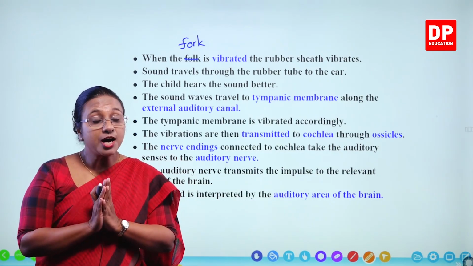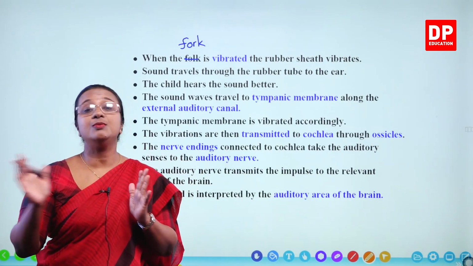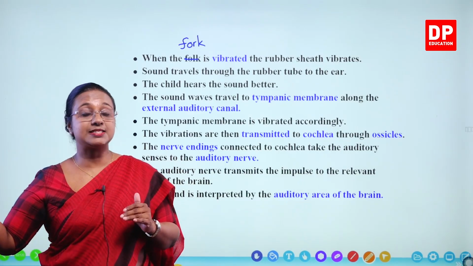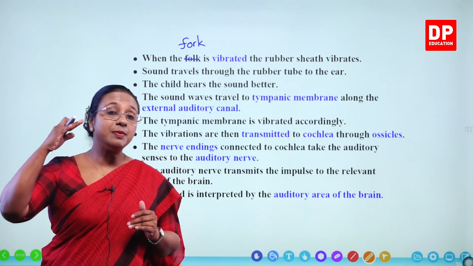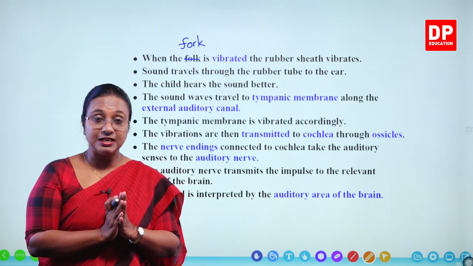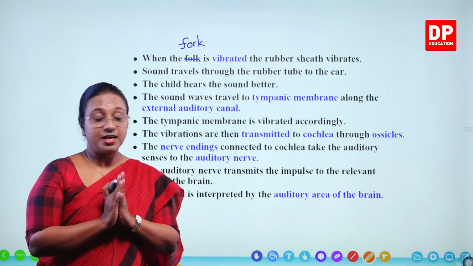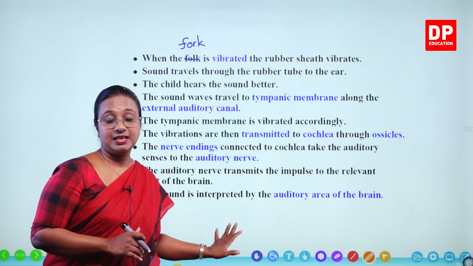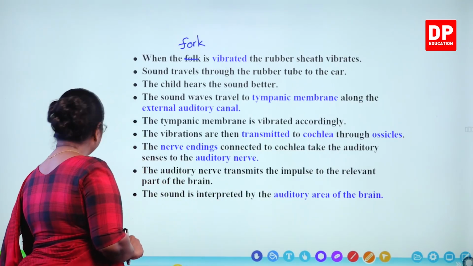So if you are asked to write the path in which sound travels from the external environment to the brain until it is interpreted, what are you supposed to write? Now you all have an understanding. In the next slide, I have shown the path.